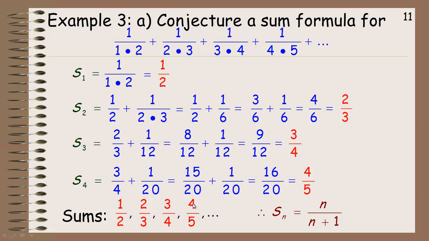So this is the term number. The fourth sum has a 4 on top. The second sum has a 2 on top. And the denominators are all one bigger than the numerator. So it looks like the sum of the first n terms is n over n plus 1. It looks like that. That's not a proof, but that's a conjecture. It looks like that's true. We're going to prove that that is true.